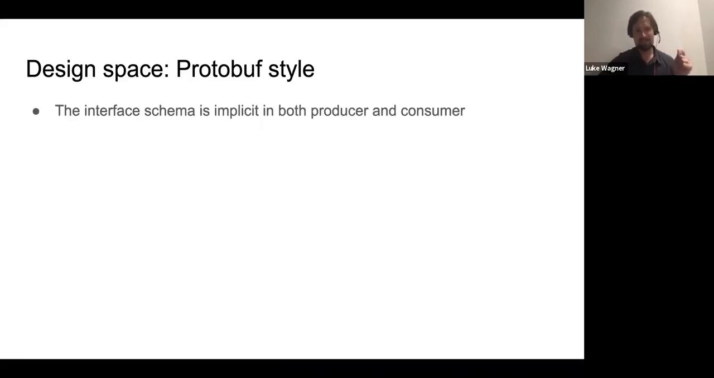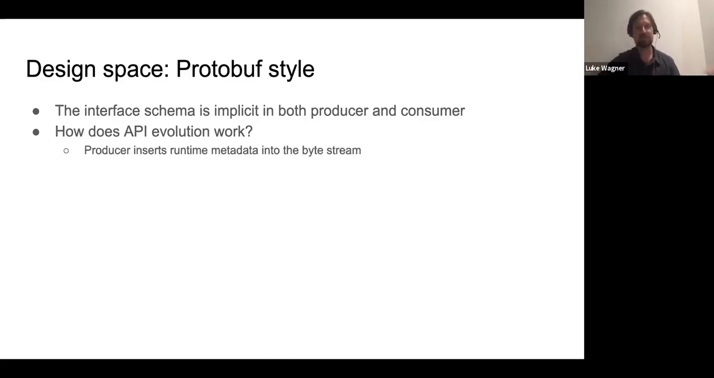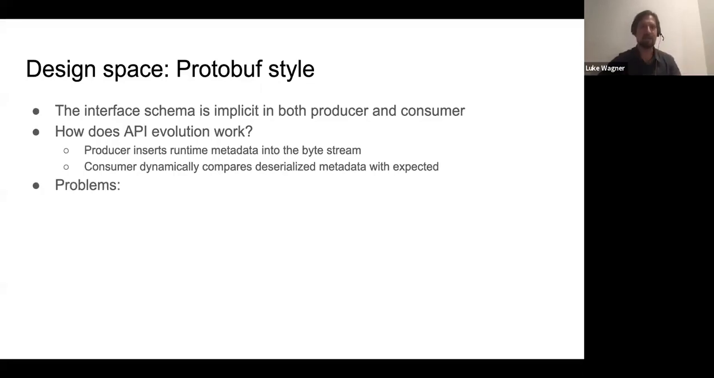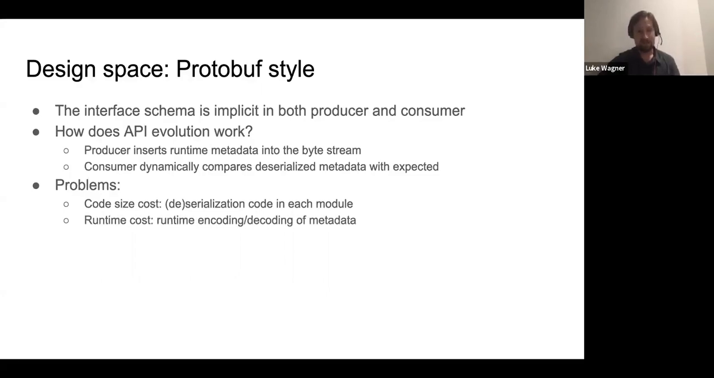Another challenge is the interface schema you're using. The types the producer and consumer use are effectively implicit. So the question is, how does API evolution work? Because this is a thing that's supported by protobufs, and it works because the producer inserts runtime metadata into the byte stream that says, here's what I serialized. And the consumer looks at this metadata as they're deserializing it to say, okay, if you left out a field I expected, or you did something different, I can fix it up. And there are problems with this, I think. For one, there's a code size cost. You have to have deserialization code in each module. There's a runtime cost because you're encoding and decoding this metadata.